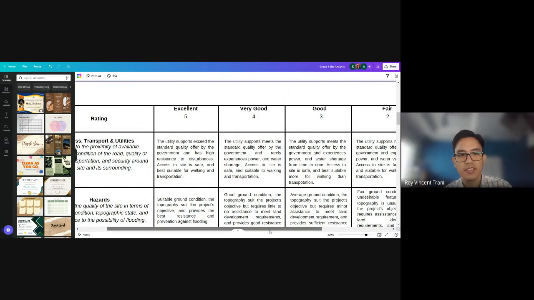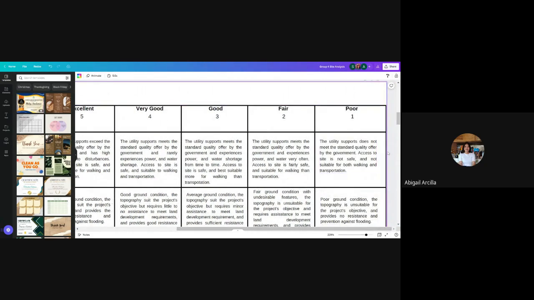Okay, next is fair and poor. Fair is when the utility support meets the standard quality offered by the government but experiences power and water shortage very often. Access to the site is fairly safe and suitable for walking, more than for transportation. Poor is when the utility support does not meet the standard quality offered by the government and access to the site is not safe and not suitable for both walking and transportation. That's all, sir.